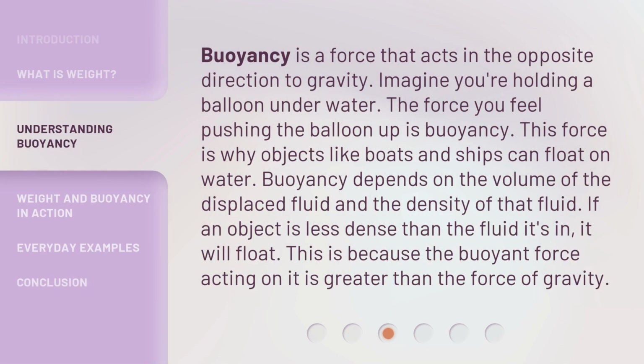Buoyancy is a force that acts in the opposite direction to gravity. Imagine you're holding a balloon underwater. The force you feel pushing the balloon up is buoyancy. This force is why objects like boats and ships can float on water. Buoyancy depends on the volume of the displaced fluid and the density of that fluid. If an object is less dense than the fluid it's in, it will float. This is because the buoyant force acting on it is greater than the force of gravity.